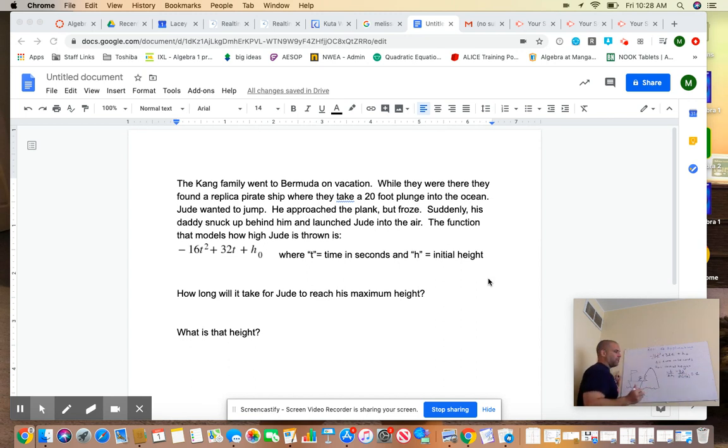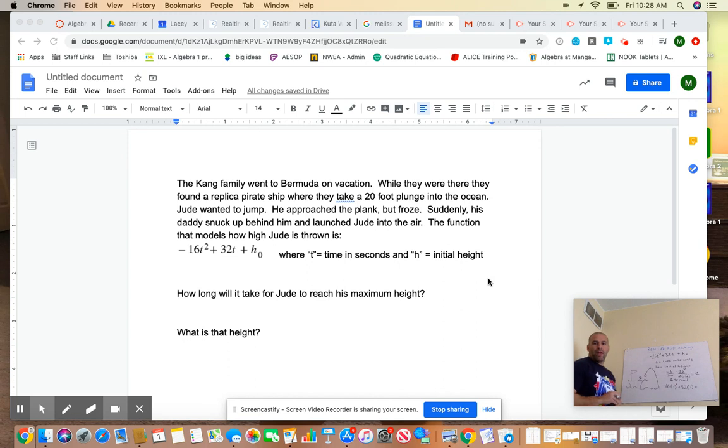And what does that 1 represent? 1 second. So it takes Jude 1 second to reach this point right here. Now, to find out the actual height of that spot, we're going to take this number and plug it into the equation. So it's going to be negative 16 times 1 squared, plus 32 times 1 plus... now, what number goes here?